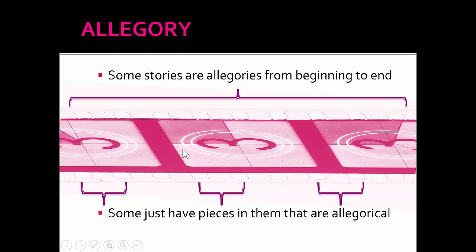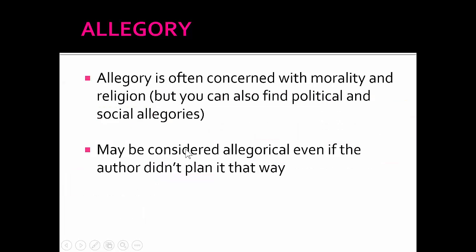Or this whole film piece could be Alice in Wonderland. And underneath Alice in Wonderland, there are these fragments of political allegories underneath it. So it just depends on what you're reading and what types of allegorical chunks there are in it. Okay. Allegory is often concerned with morality and religion, but you can also find politics and social allegories because Alice in Wonderland was more about politics and social allegory.